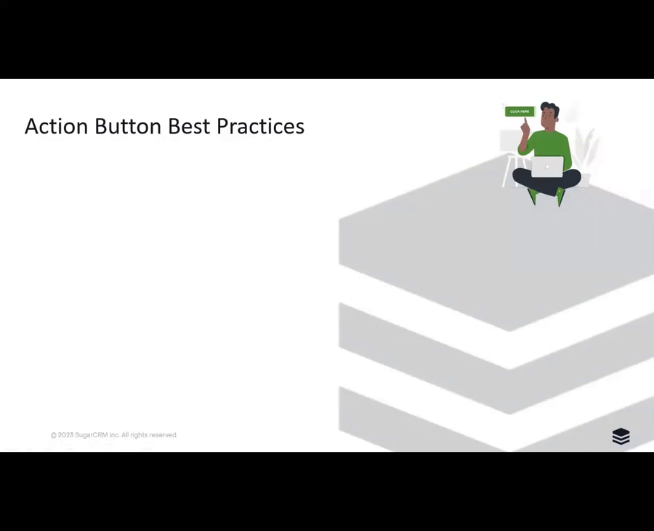So just a few best practices. First of all, you can identify users' most common operations and create an action button for those tasks. You may have to watch a user use Sugar and watch what they do, and then start identifying things that you could easily put into a button that would make their life easier.